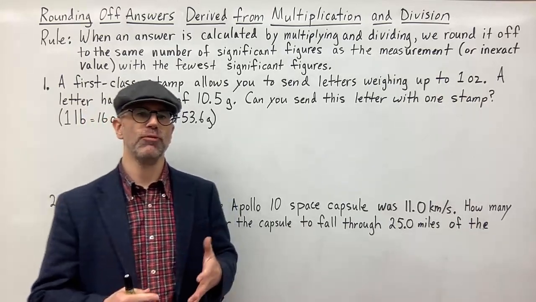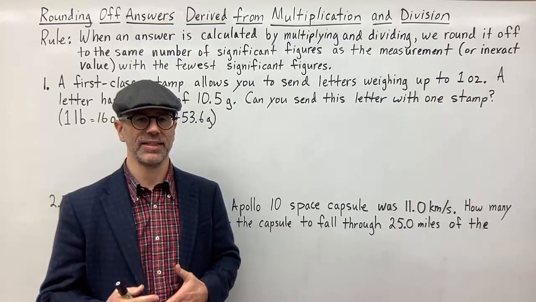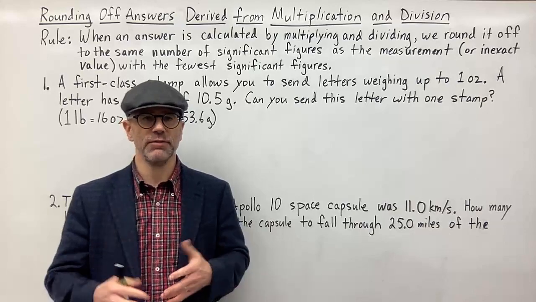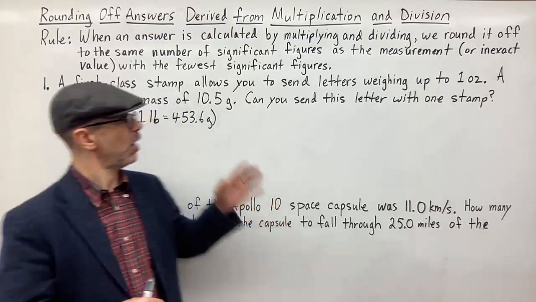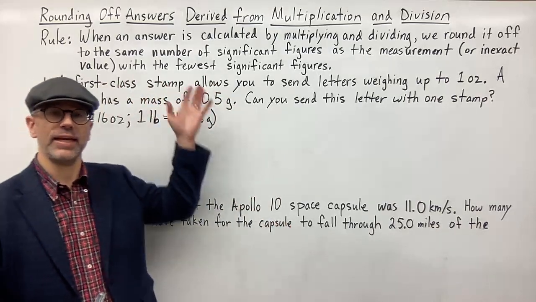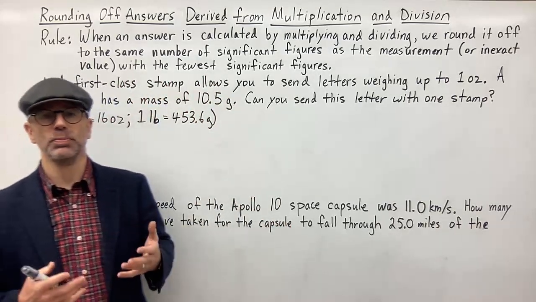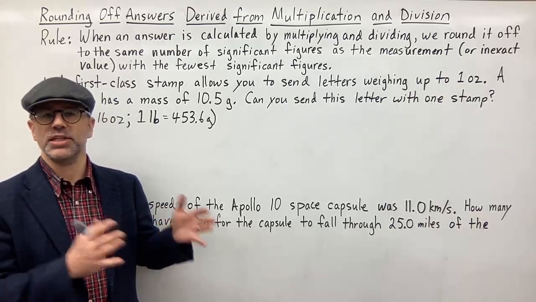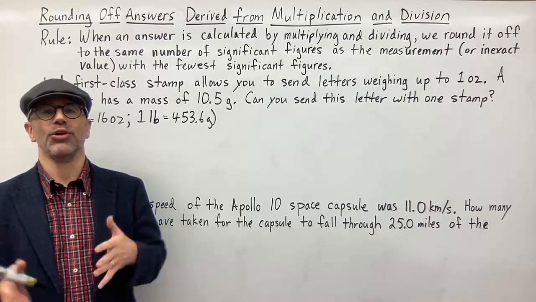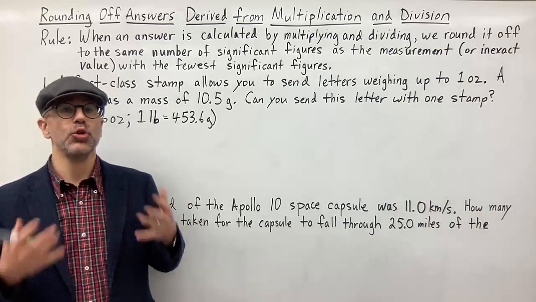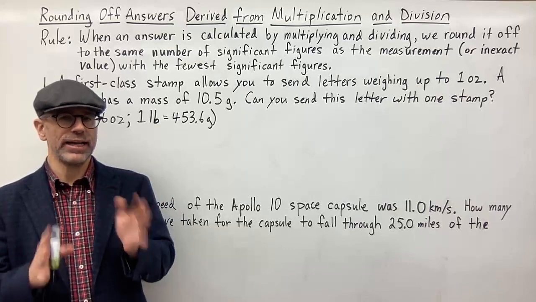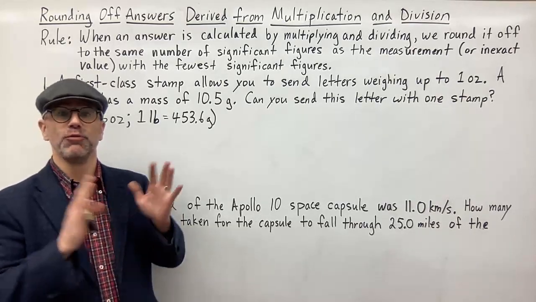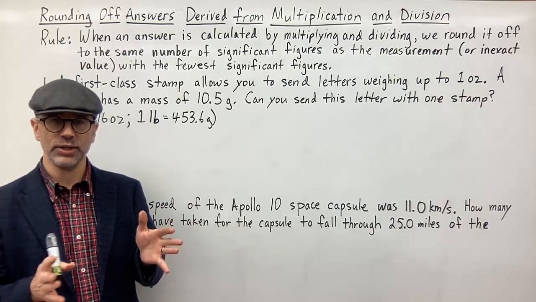So remember the rule for when you're multiplying and dividing, how do you round your answers to whatever significant figures is basically the following here. When an answer is calculated by multiplying and dividing, we are going to round off that answer to the same number of significant figures as the measurement or the inexact value with the fewest significant figures. So your answer should have the same number of significant figures as the measurement with the fewest. Okay, so that's the rule that you need to follow.